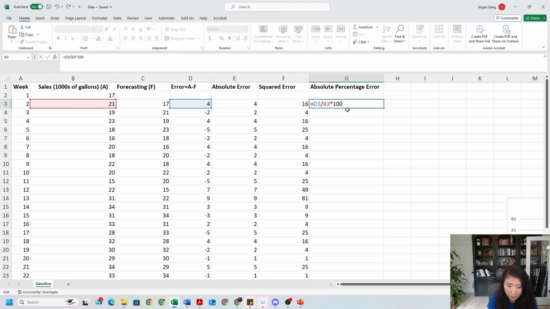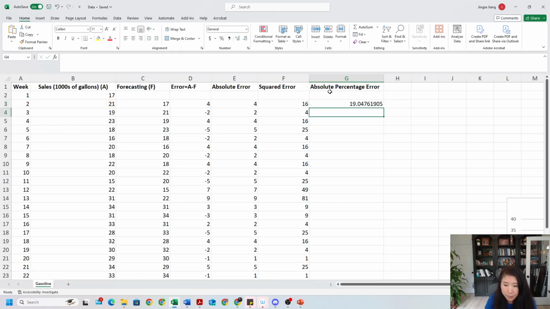So I move my mouse to the beginning, make sure my highlight is at the beginning, and then type ABS. That's how we take the absolute value: ABS, parentheses, and then close the parentheses. So to calculate each period's absolute percent error, we use the formula equal to ABS, in parentheses, the error for that period divided by the actual value times 100. That will give us the absolute percent error.